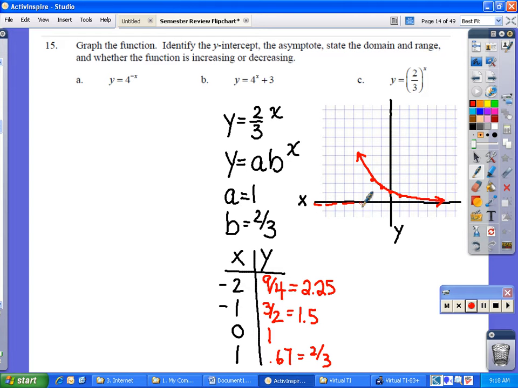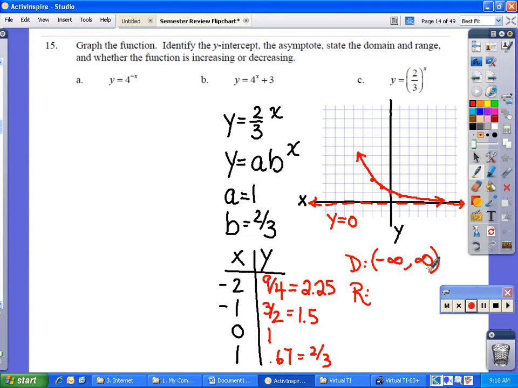Asymptote at y equals 0. We'll get a better look at that on our calculator. And intercept at 1. Now that we can see what the graph looks like, we can talk a little bit about its domain and range. Domain, as for all exponential functions, is going to be -infinity to +infinity, meaning that it goes all the way to the left, all the way to the right.